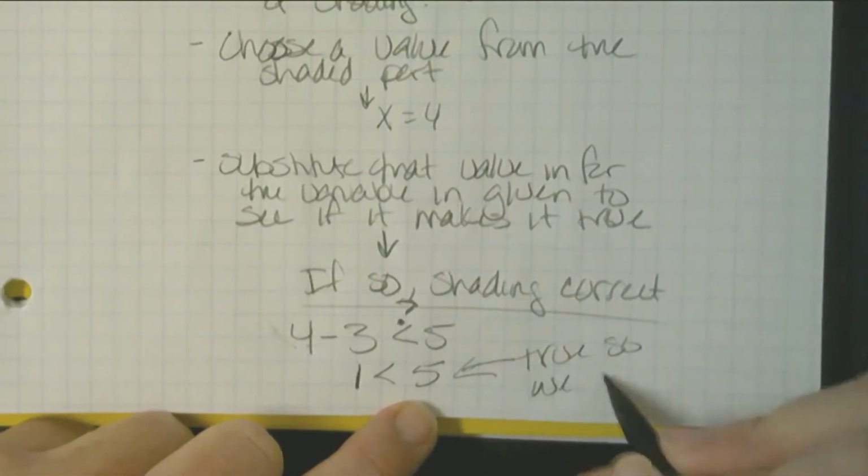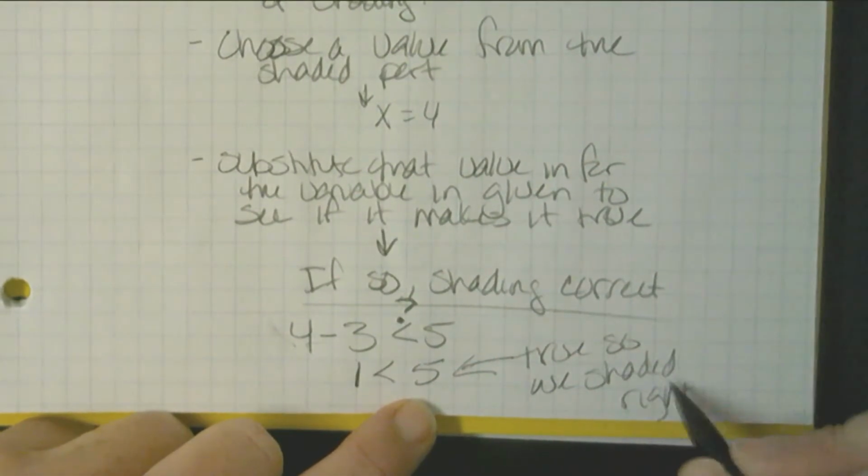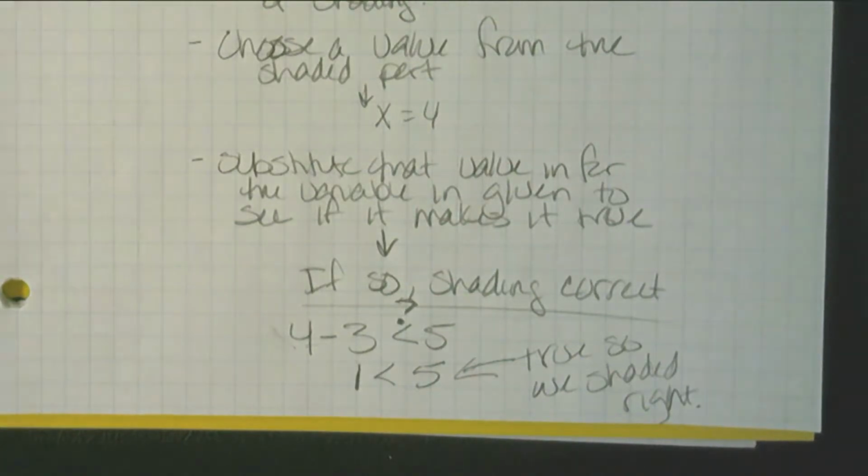So we shaded correctly. You guys cool with that? All right, 0 is a super easy one to use if it's in there, right? Use a number that's going to make your math really, really easy on the check. You guys good with that?